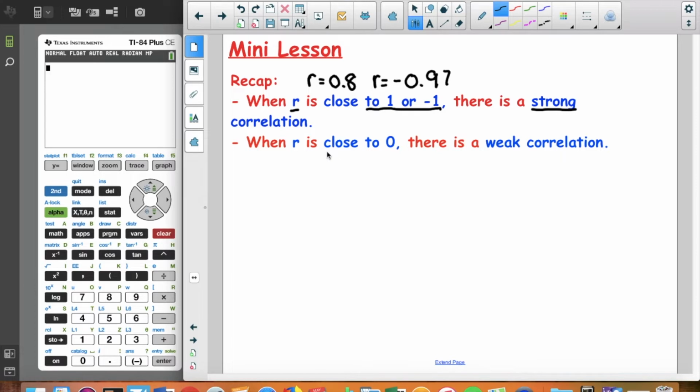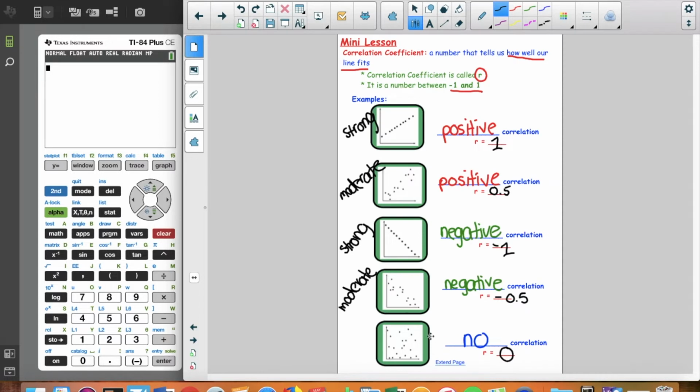When R is close to 0, okay, so let's say you have an R that equals 0.1 or an R that equals negative 0.2. That is a weak correlation because, I'm going to turn back for a second, the closer you are to 0, the more of a mess it looks like. The closer you are to 1, the more of a line it looks like.